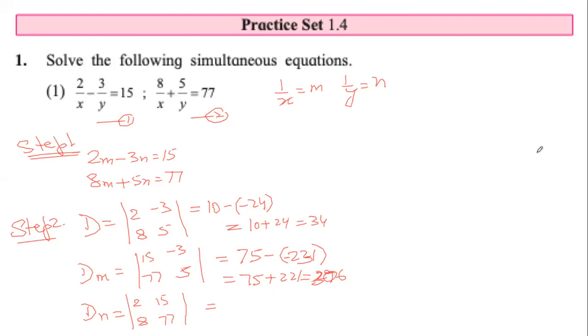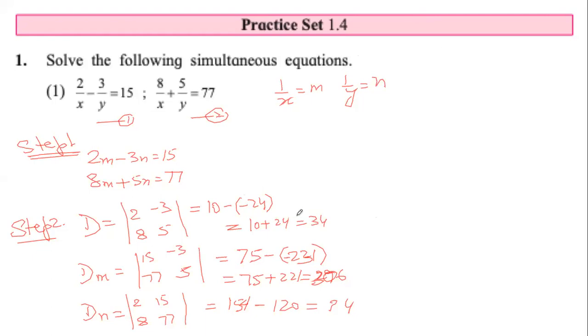Someone had given me the Dn also. Where is that number in the chat box? 134, someone says. Okay, let's see. So 2 into 77 is 154. Bad connection. Very bad connection. 154 minus 120. So how much is this? I'm getting 34. Someone gave me 134. So 134 is wrong. 34 is correct. Khadija, Chan, thank you for the confirmation.